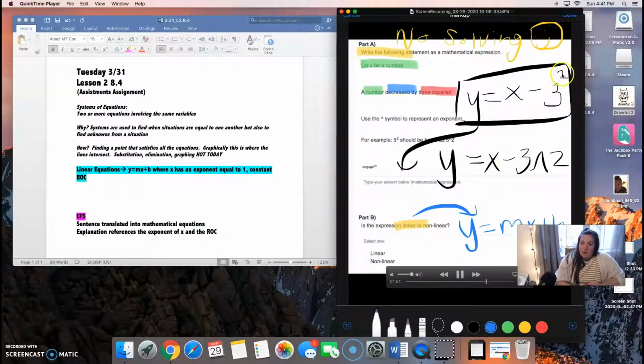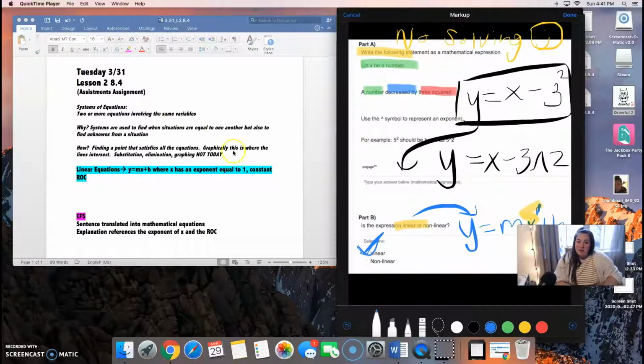This square up here is there to trick you, right? It's not on the x, it's on the constant, so it's okay, because we could evaluate 3 squared as being 9. And so this equation is linear because the x has an exponent of 1, making it have a constant rate of change. And that's what you would type for your explanation in part C. Easy peasy lemon squeezy. So that was for question 1.